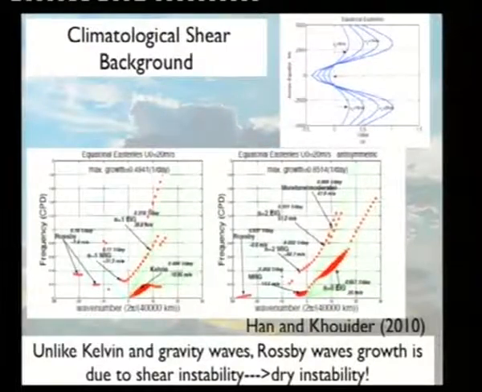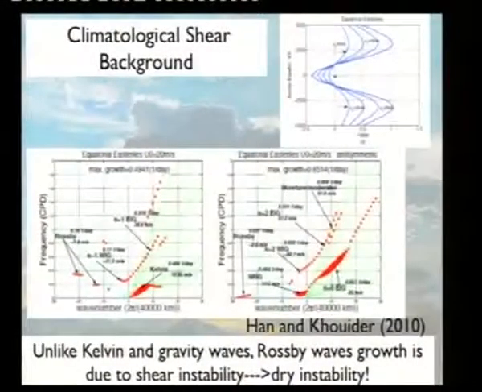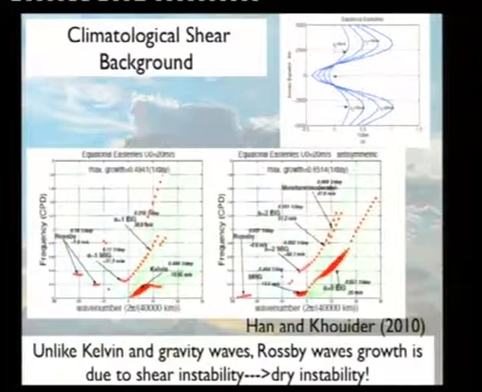And actually, we documented this. These MRG waves and Rossby waves are not convective instabilities like the Kelvin waves and the two-day waves. They are actually shear instabilities. And this is recent work by George Kiladis and Joe Biello, and my student also confirmed this in different settings.